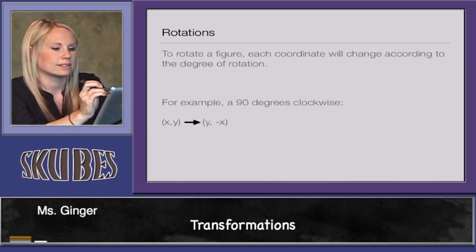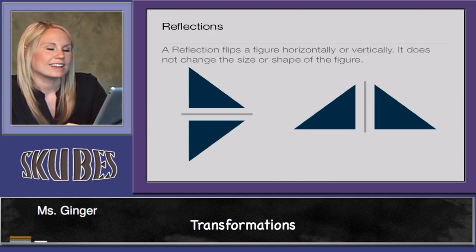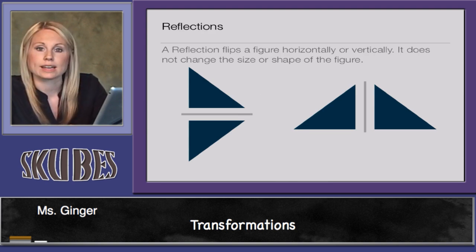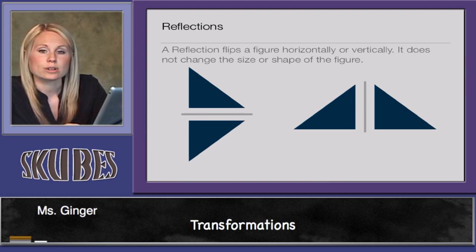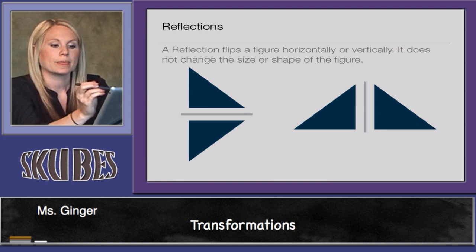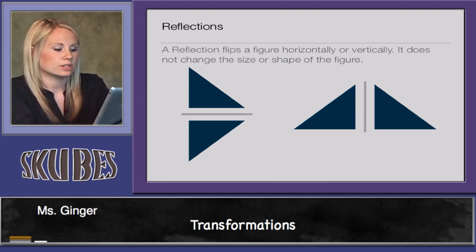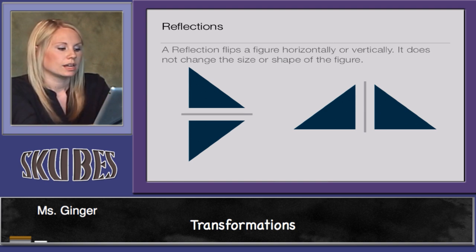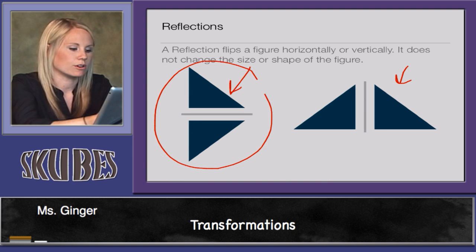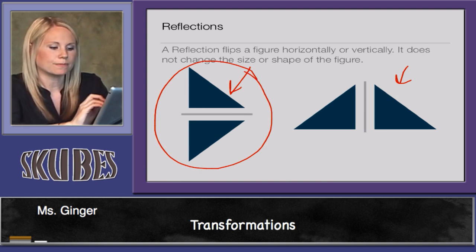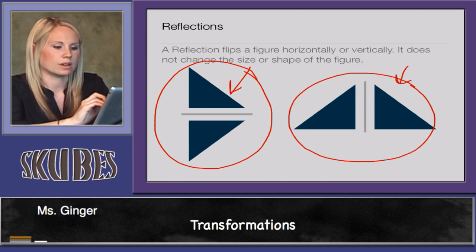Alright, our last transformation is called a reflection, and that's what it sounds like. It's just some type of flip on our figure. We can reflect our shapes horizontally or vertically in either one of those directions, and here's an example of both of those. This one over here on the left would be a vertical reflection, and this one is horizontal.